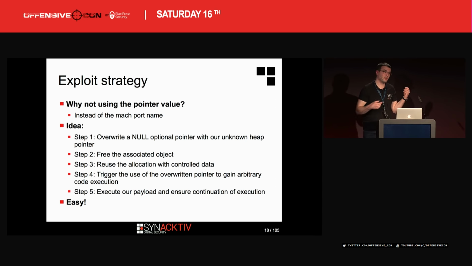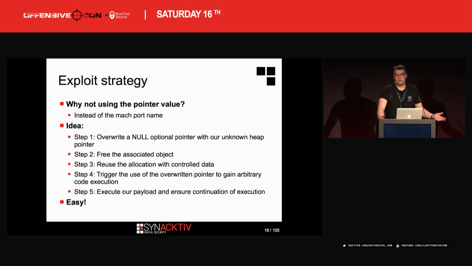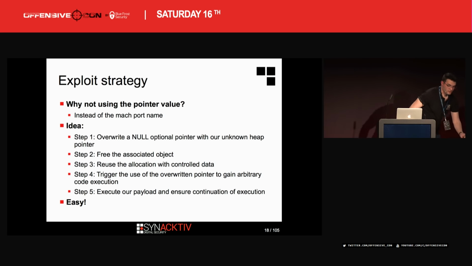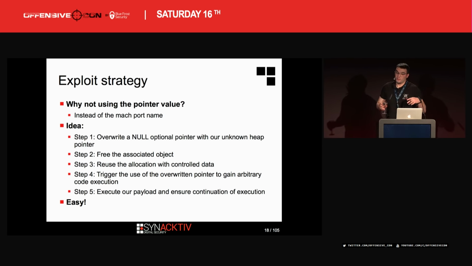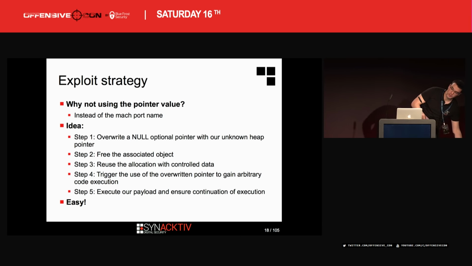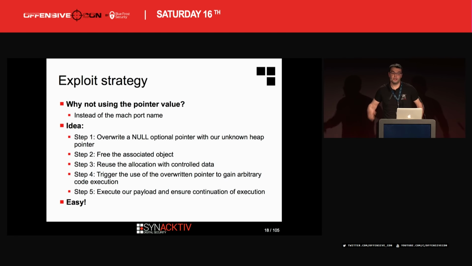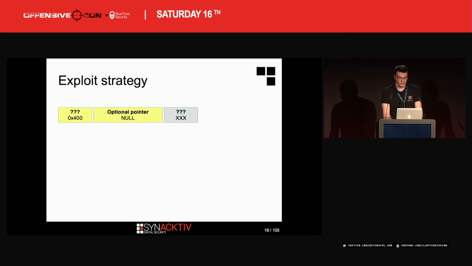So the first thing that I thought when I read their exploit was, why not use the pointer value instead of the Mac port name? So the idea was to basically just find a null optional pointer, replace it with our unknown heap pointer, manage to free the associated object, reuse the allocation with controlled data, and then trigger the use of the optional pointer to gain code execution and execute our payload. So easy.